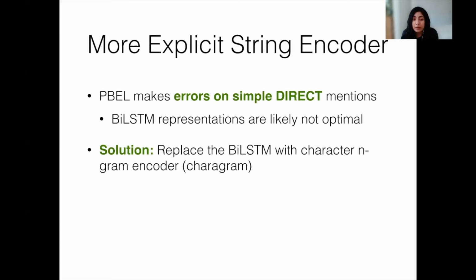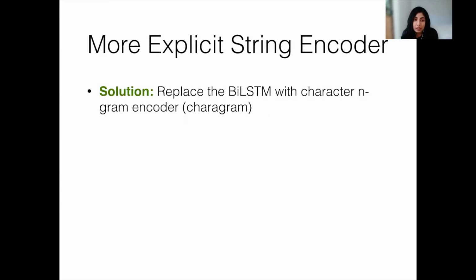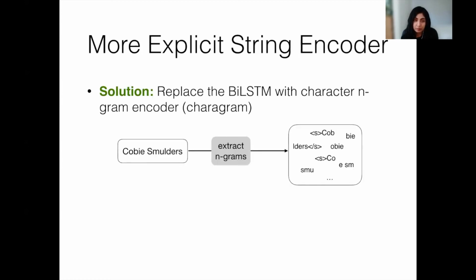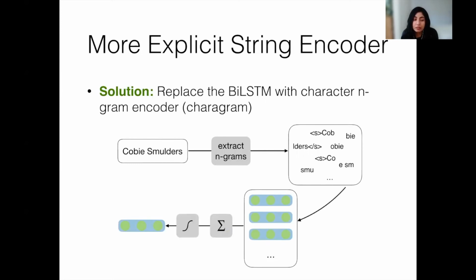We replace both the BiLSTMs in the model with a more explicit string encoder, which is a character-based n-gram model called charagram. The charagram model treats a string as a bag of character n-grams. It then finds the embedding for each n-gram through a lookup table, and the final string embedding is the sum of all the n-gram embeddings followed by a non-linear activation function. Overall, the charagram model provides a more direct and explicit way to encode strings as compared to the BiLSTM, which will be demonstrated in the empirical results that we'll see next.